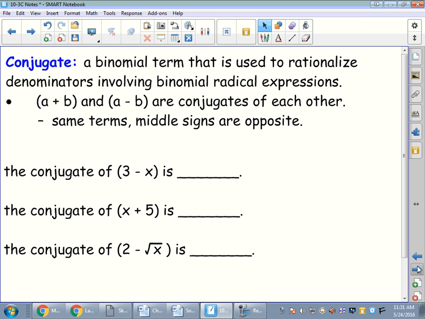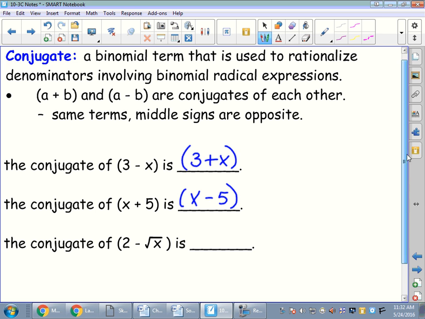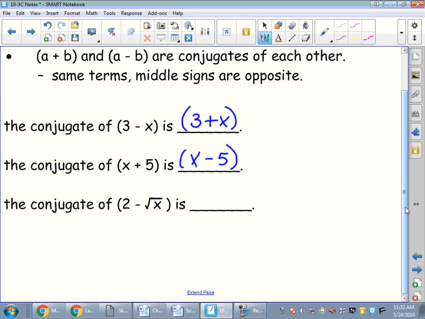So let's practice that concept. The conjugate of 3 minus x is 3 plus x. Same exact terms, the 3 goes in front, the x goes in the back, and you just change the sign in the middle. The conjugate of x plus 5 is x minus 5. And the conjugate of 2 minus the square root of x, which is the type of thing we'll be dealing with in the denominator, is 2 plus the square root of x. Now that I hope you have a good grasp of what a conjugate is, we're going to use it.